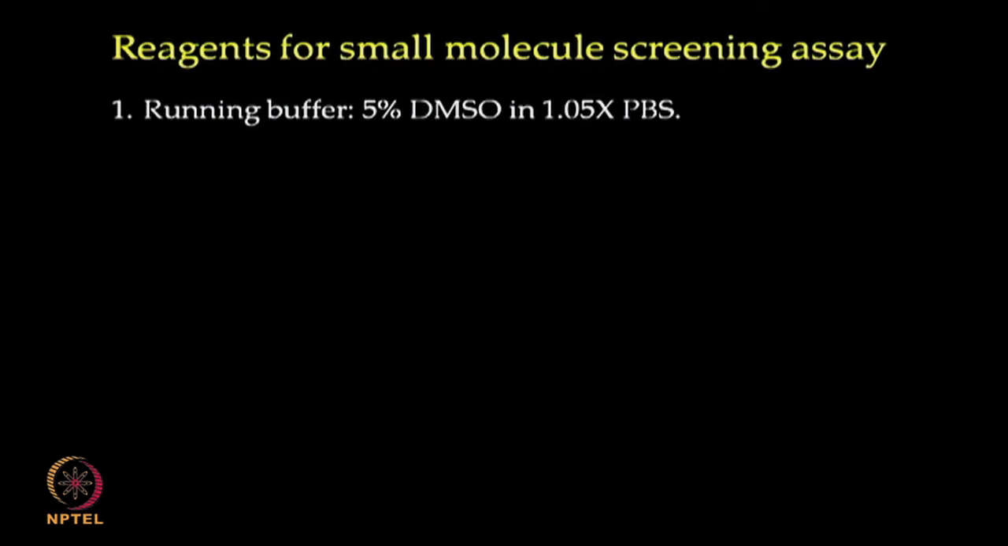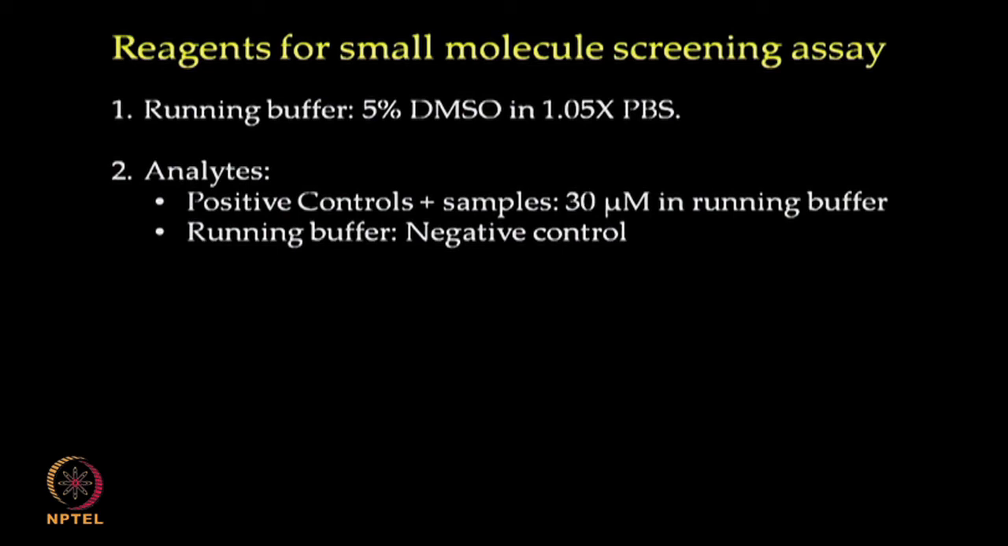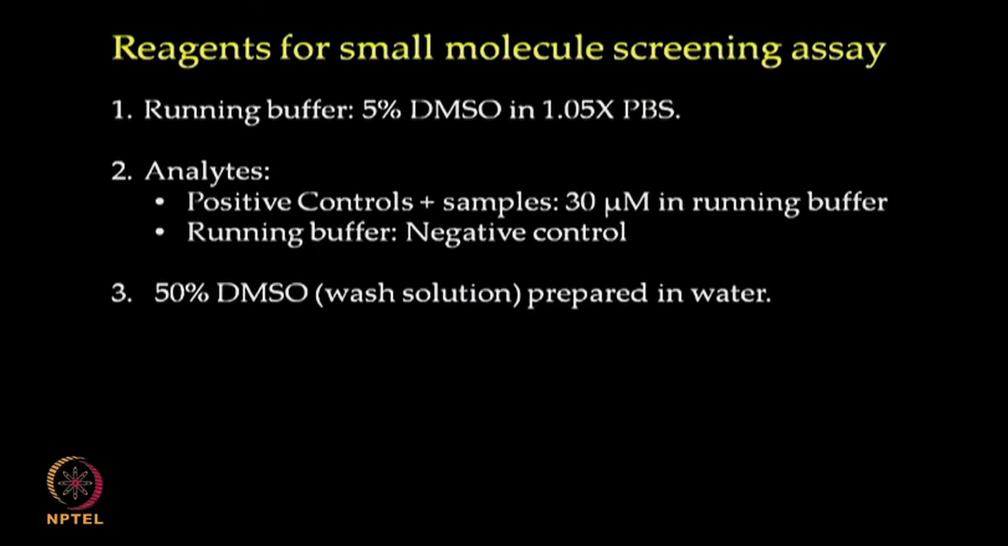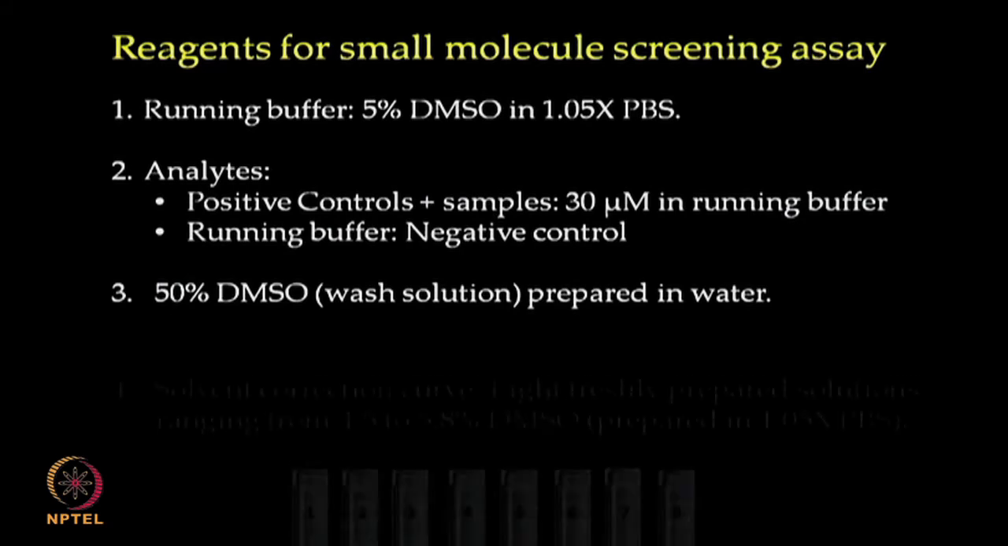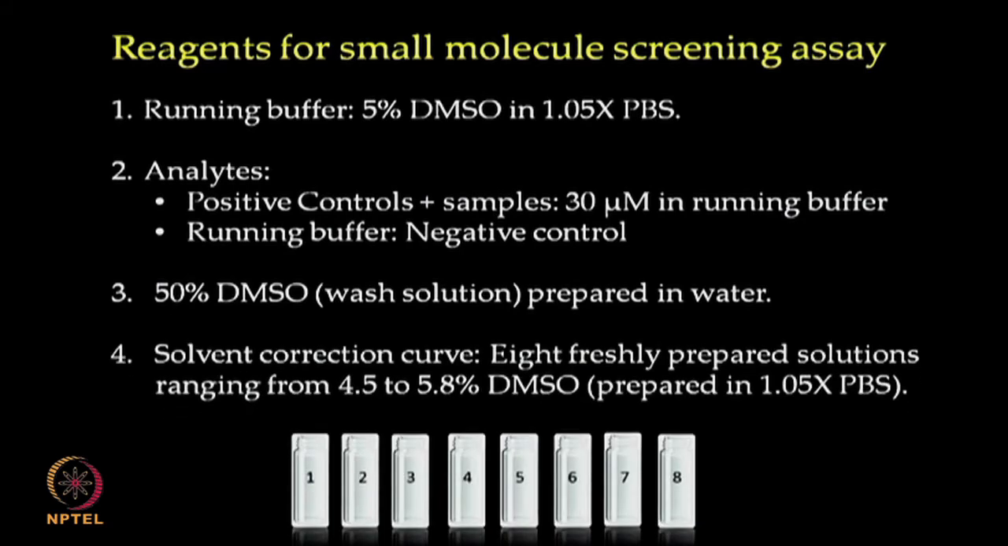Running buffer will be 5% DMSO in 1.05x PBS. Positive controls and samples at 30 micromolar concentration in running buffer, and running buffer will be used as negative control. A wash solution is prepared with 50% DMSO in water, and lastly 8 freshly prepared DMSO solutions ranging from 4.5% DMSO to 5.8% DMSO are prepared for solvent correction.